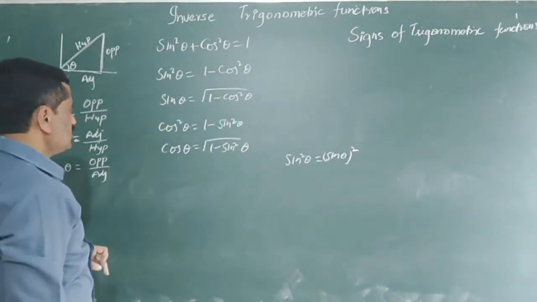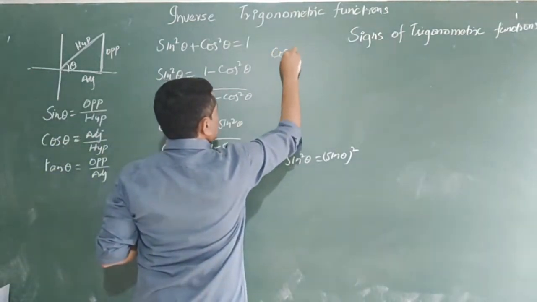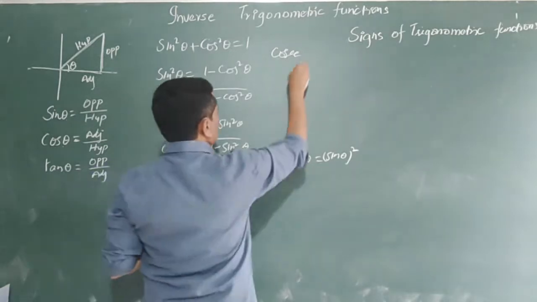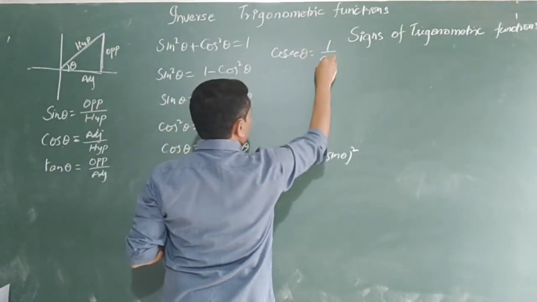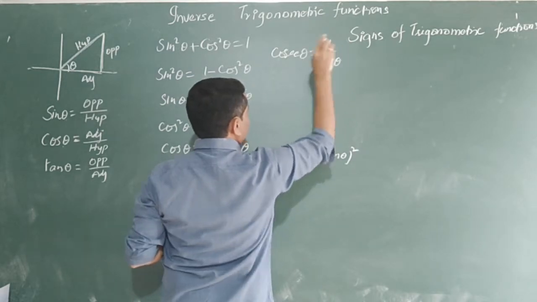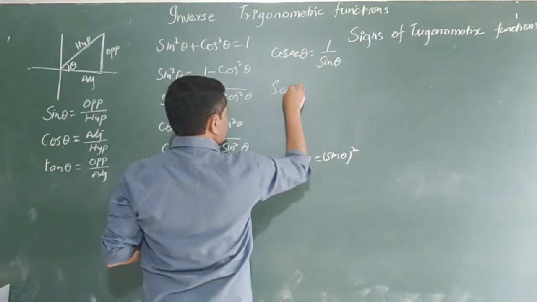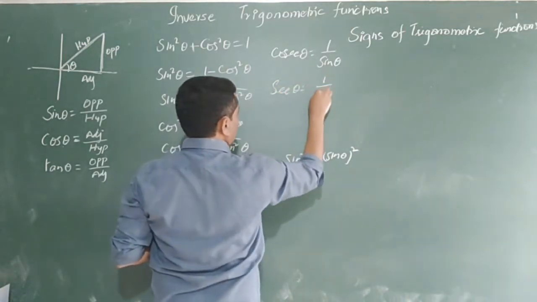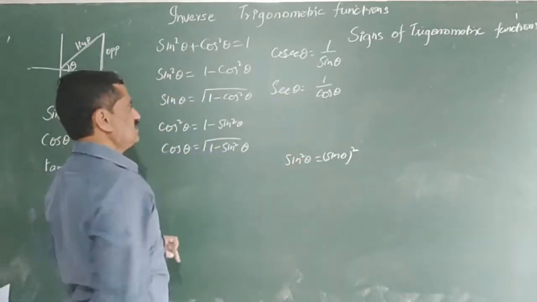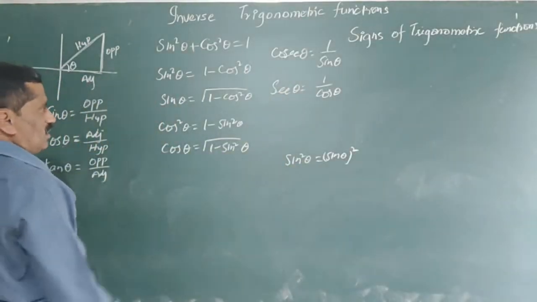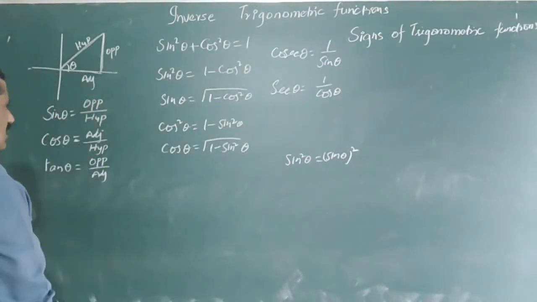Similarly, cosecant theta is equal to 1 divided by sin theta. Once again, secant theta is equal to 1 by cos theta. 1 by cos theta can be written as secant theta, and 1 by sin theta can be written as cosecant theta.